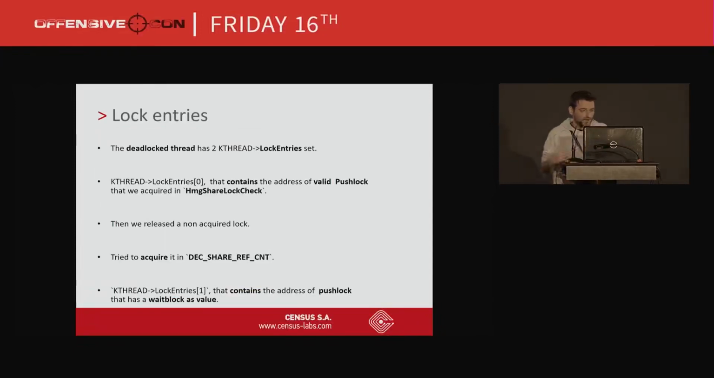So to wrap it up, our deadlock thread has two lock entries set in the KTHREAD data structure. The first entry is the one that we acquired in the shared lock check that contains the address of the valid push lock. And then, as you recall, we released a non-acquired lock, and we tried to acquire that lock in the dereference count. So as a result, the second entry of the lock entries will contain the address of the push lock that has a wait block as value. And this wait block is set as there are multiple waiters, right?